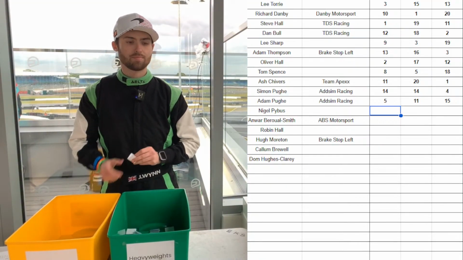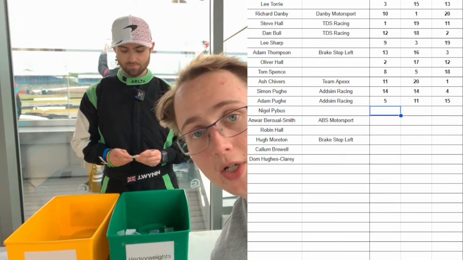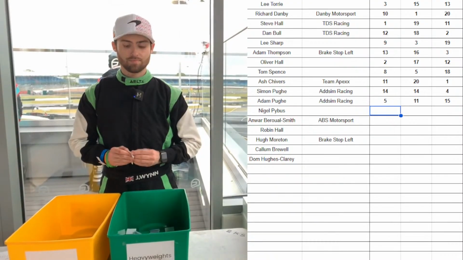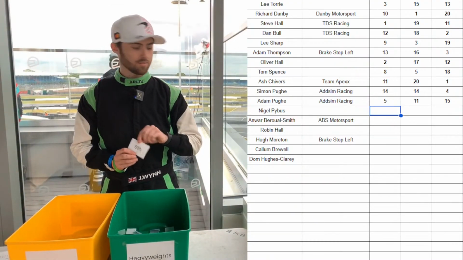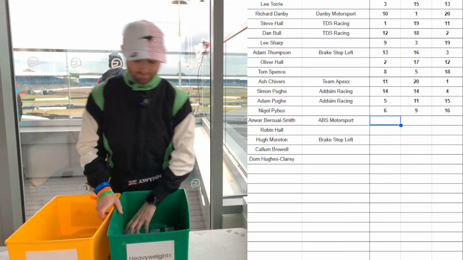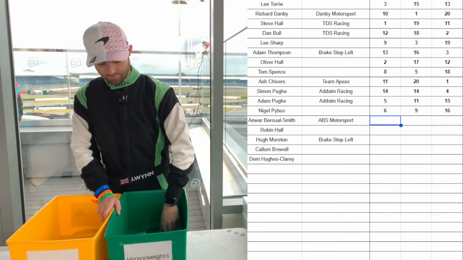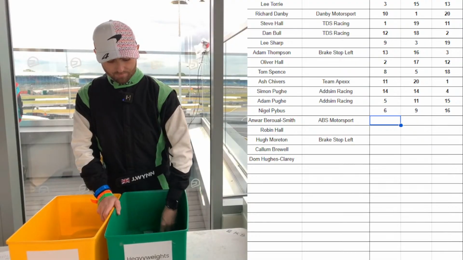Next up is Nigel Pybus, who's racing in the series for the first time, but will be a regular from here onwards. He's doing all of the remaining rounds. So Nigel will be starting his first heat from 6th position. You'll be 9th for heat 2, and at the moment you'll be starting in 16th place in heat 3.